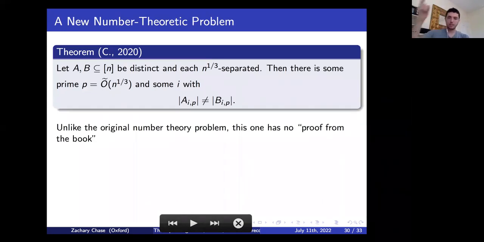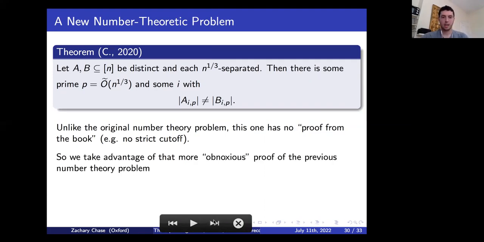Unlike the number theory problem I showed you before, where we don't have this n to the 1/3 separated assumption and we proved a bound of n to the 1/2, this statement has no proof from the book. You can actually make that kind of rigorous: the previous proof gave a very strict cutoff. If you analyze the previous proof, you can see exactly the smallest prime that you can have. But for this, it seems that there's no cutoff, and it seems that you do need some log factors, many logs in the O tilde. So I really doubt that there's a nice proof for this.